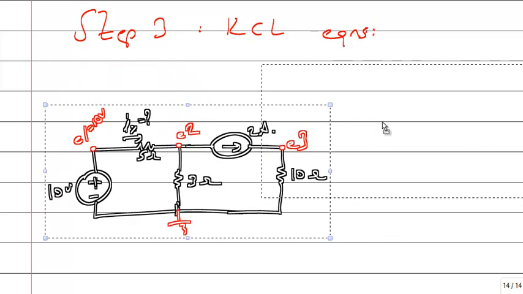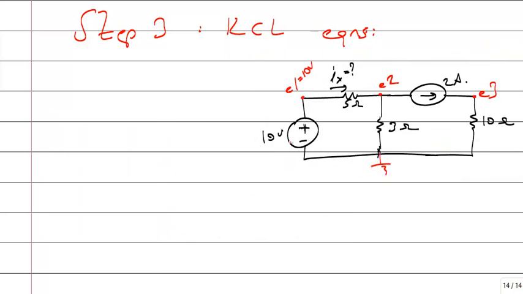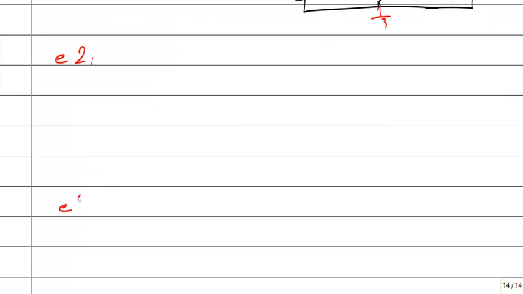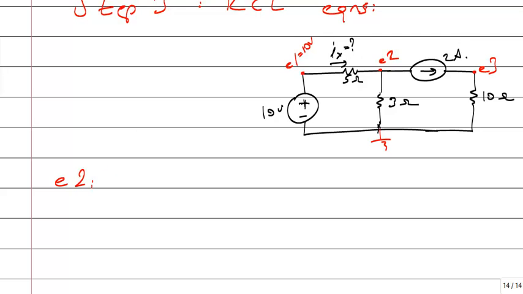Step 3, KCL equations. This is the circuit. Let's write the KCL equations on only unknown nodes. Unknown nodes are E2 and E3. Let's write the KCL on E2. This current, and this current. Entering currents is equal to exiting currents.